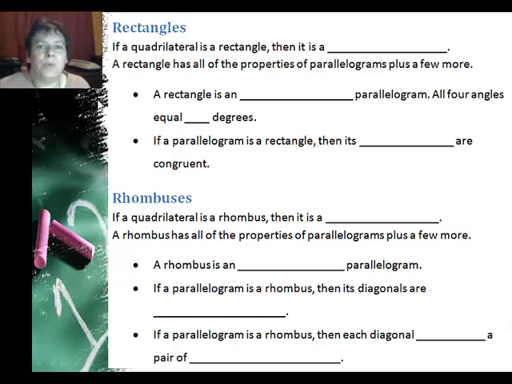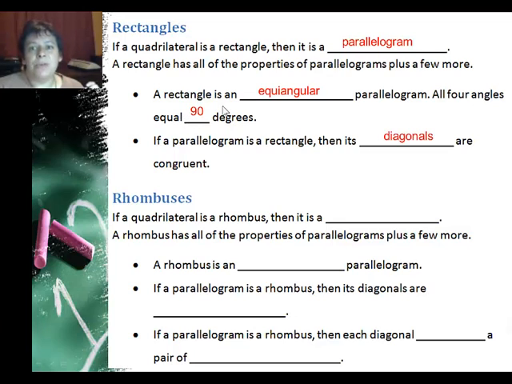If a quadrilateral is a rectangle, then it is a parallelogram because opposite sides have to be parallel. A rectangle has all the properties of a parallelogram plus a few more. A rectangle is an equiangular parallelogram. So the sides are not necessarily equal. They could be if the rectangle is a square. But for sure, all of the angles are equal. They all equal 90 degrees. Now, if a parallelogram is a rectangle, then its diagonals are congruent. So we'll be using that to show that some things are rectangles and solving some problems.